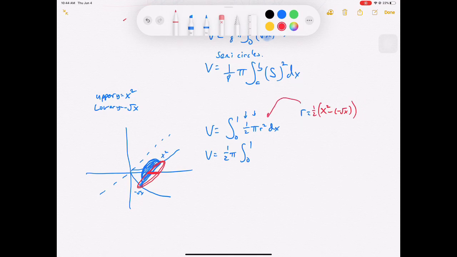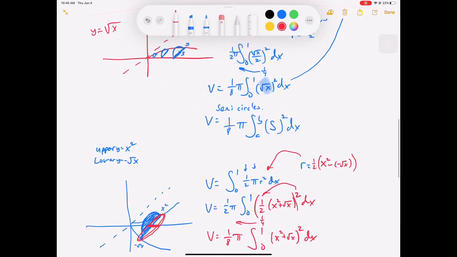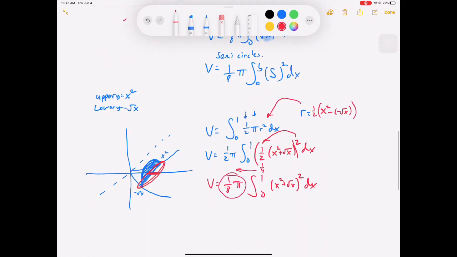So we plug that r into the value for r squared. It's going to be 1 over 2 times x squared plus square root of x, squared, with parentheses, dx. I'm going to square the 1/2 to kick it out because it's a constant. That'll be 1/4. And 1/4 with a 1/2 on the outside is 1 over 8 pi. And we have the integral from 0 to 1 of x squared plus square root of x squared dx. Turns out that's very similar to what we had written over here, x squared minus square root of x squared, except we have a different constant in front due to the shape.